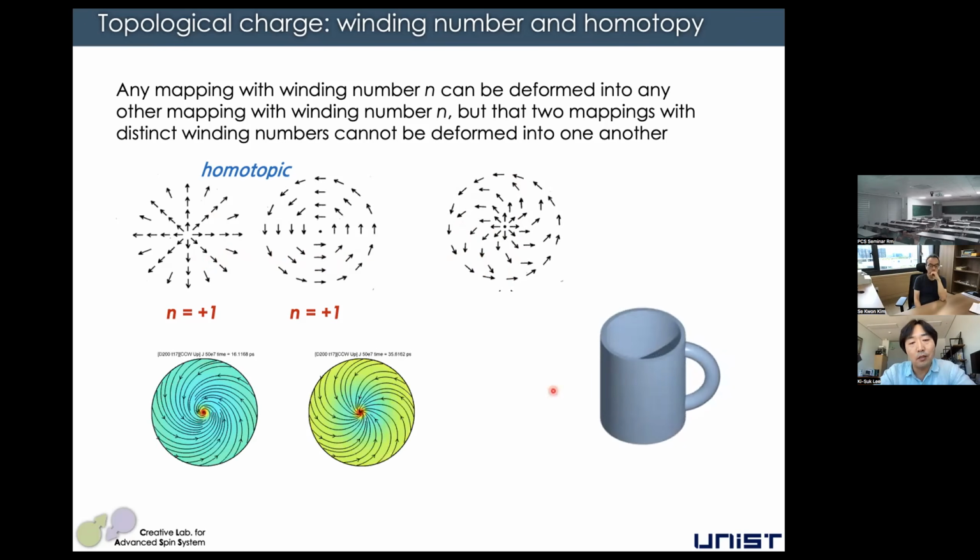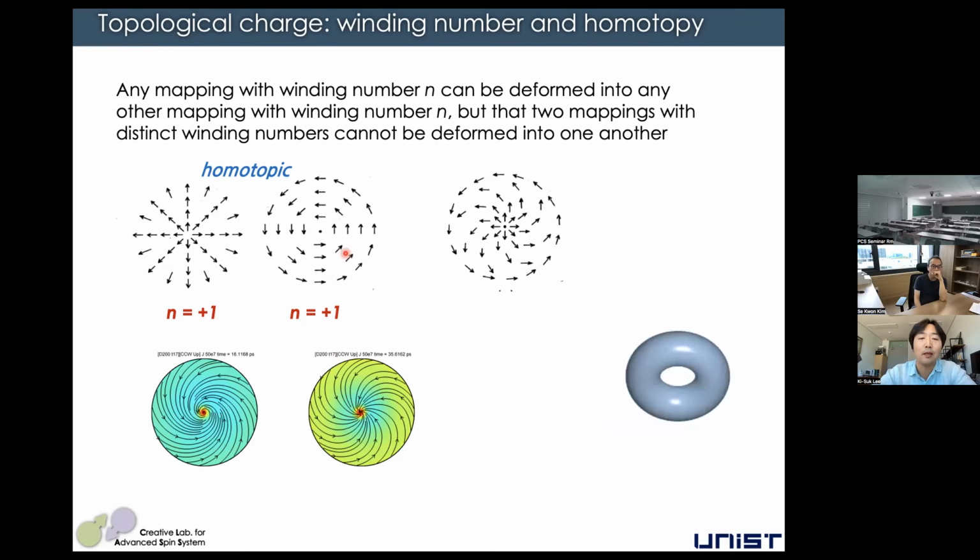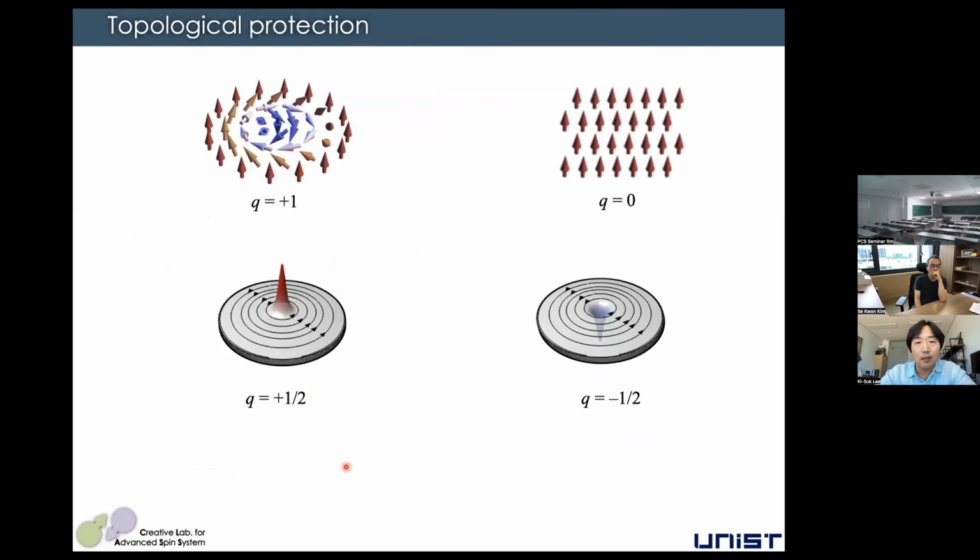And here are the simulation results. We started from the vortex structure of this kind of spin configuration, and then we applied a very small magnetic field, and we obtained the transformation from this structure to that structure here. So it works.